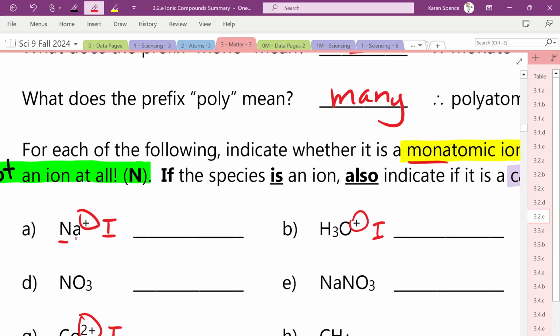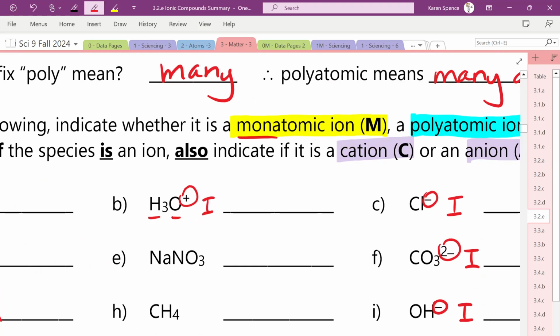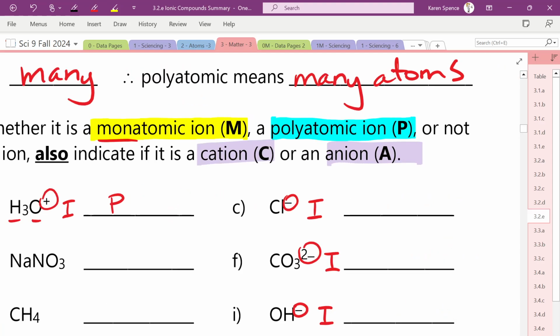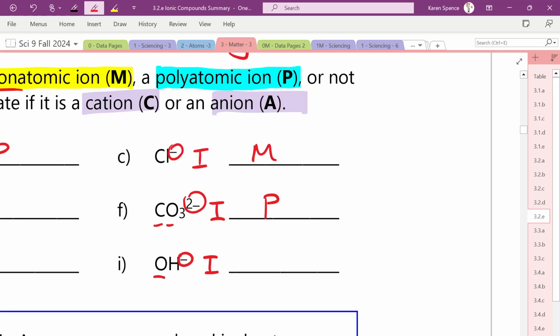Is Na monatomic or polyatomic? Monatomic. Is cobalt monatomic or polyatomic? Monatomic. When I have 3 H's and an O, that is poly. When I have Cl, that is mono. CO3, poly. OH, poly, because there's 2 capital letters.